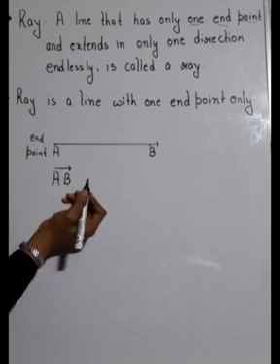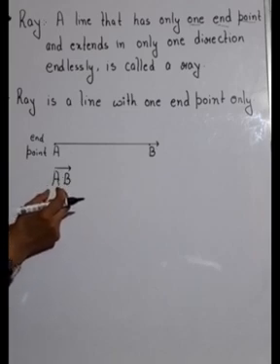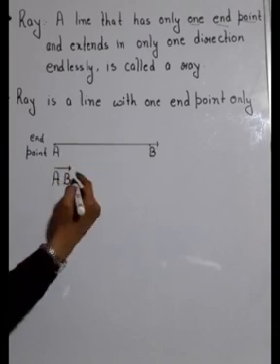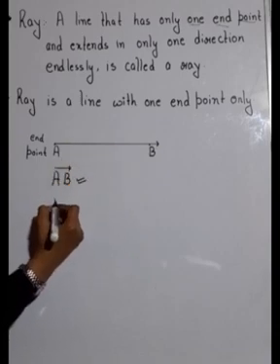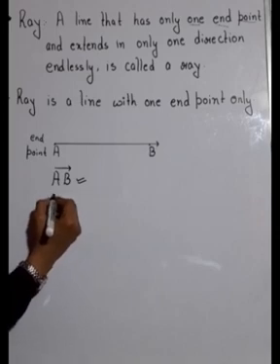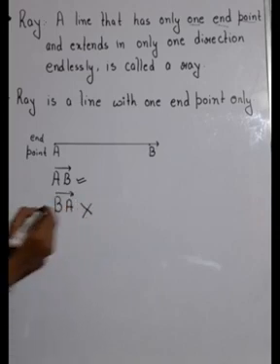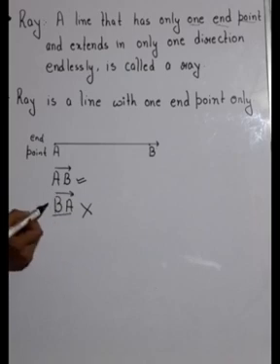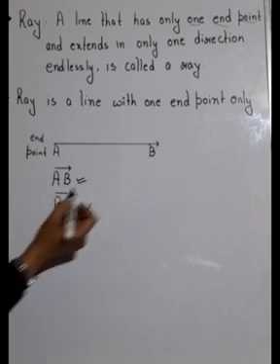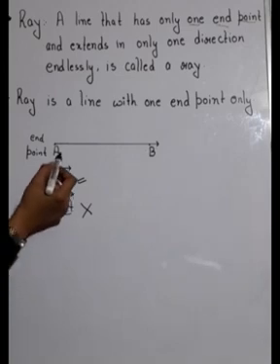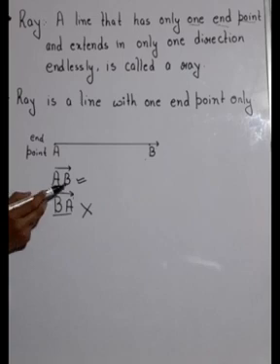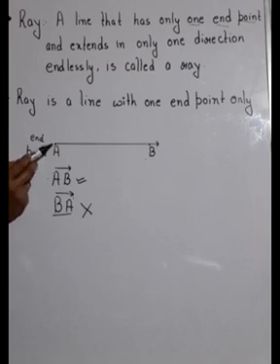One more thing: a line segment can be represented as AB or BA, but for a ray, representing it as ray AB is correct, but if you write this ray as BA and put an arrow, it is wrong. Why? Because then B becomes your starting point and the ray extends towards A. This is wrong. So this representation is ray AB. From A we are starting our ray, and it has only one endpoint.